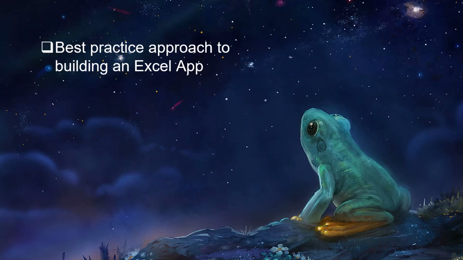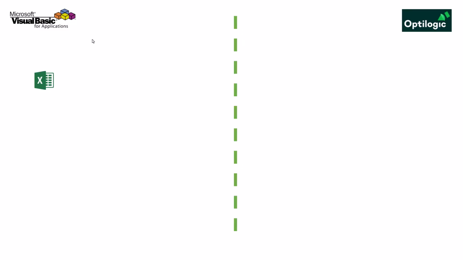In this chapter, we're going to cover the best practice approach to building an Excel app. On the left-hand side of the screen, this represents everything that will be happening outside the Optilogic platform. So this would be the Excel app running on your local machine. And on the right-hand side of the screen, this is going to represent everything that's running and happening on the Optilogic platform.